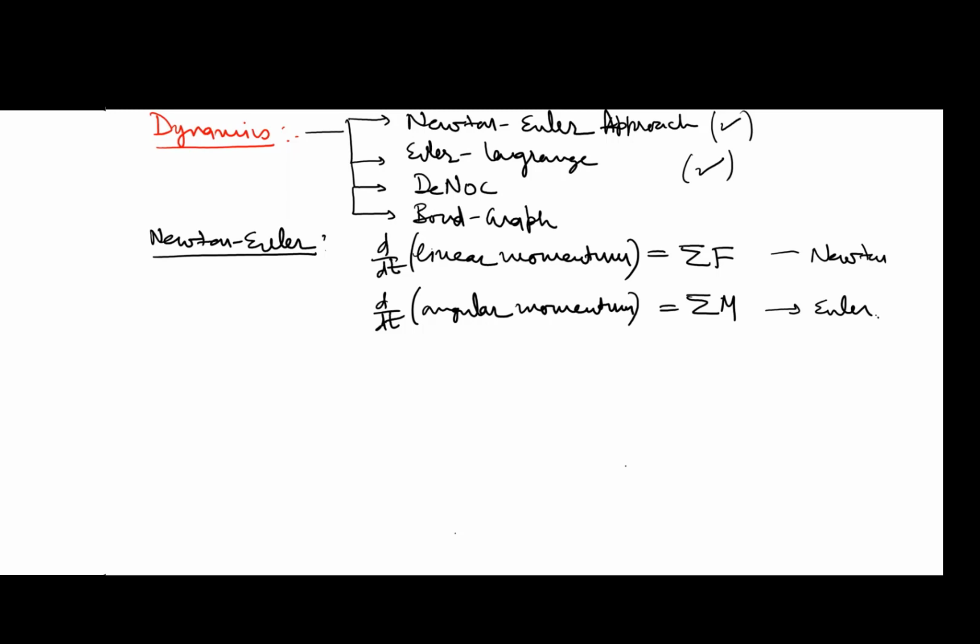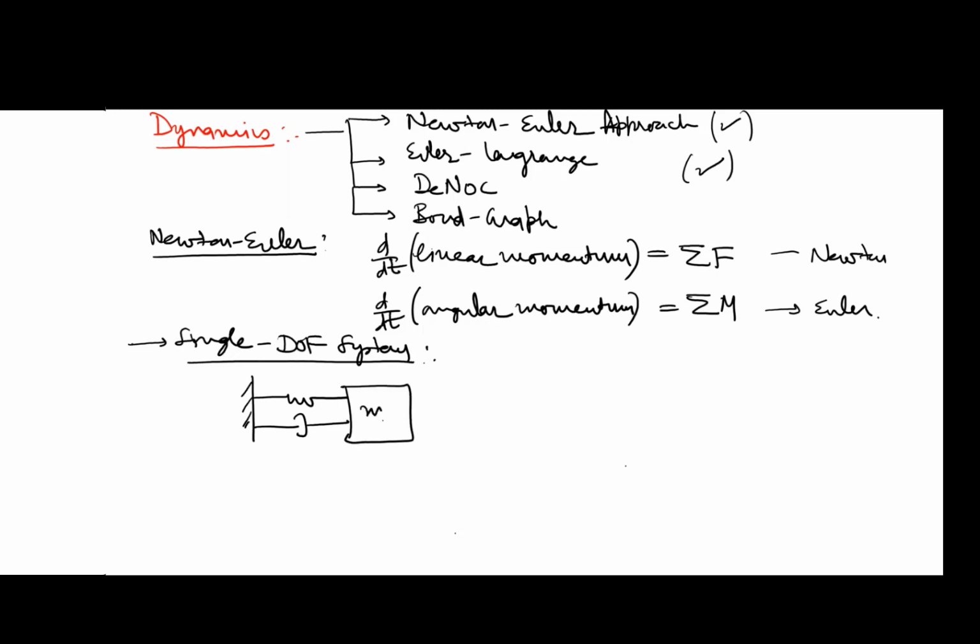Before going to multi-body dynamics, we need to understand the steps, the concept, and the procedure for single degree of freedom systems, most commonly represented by a simple spring mass damper system. Like we have a mass, a spring K, and a damper, and this mass can move in the x direction under the excitation of this force F of t.